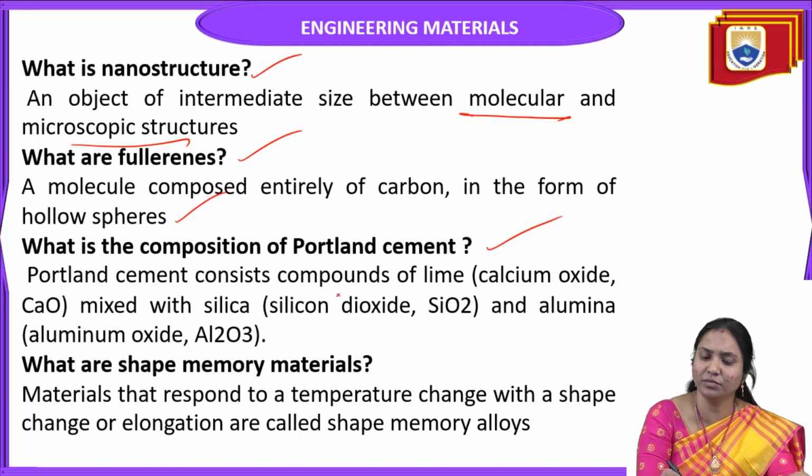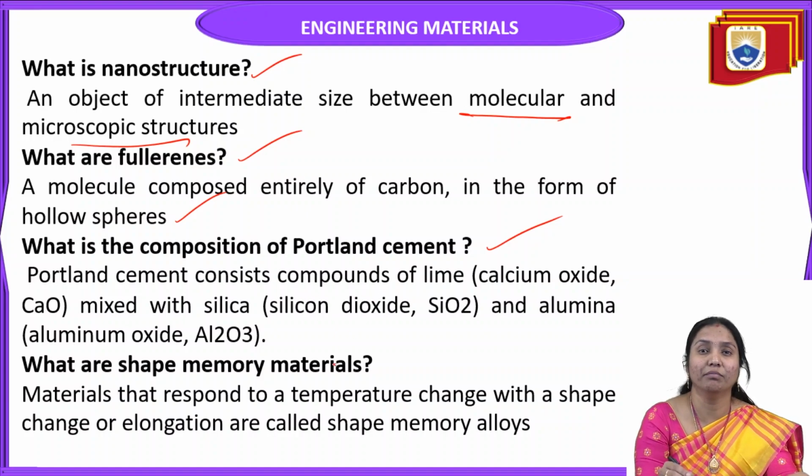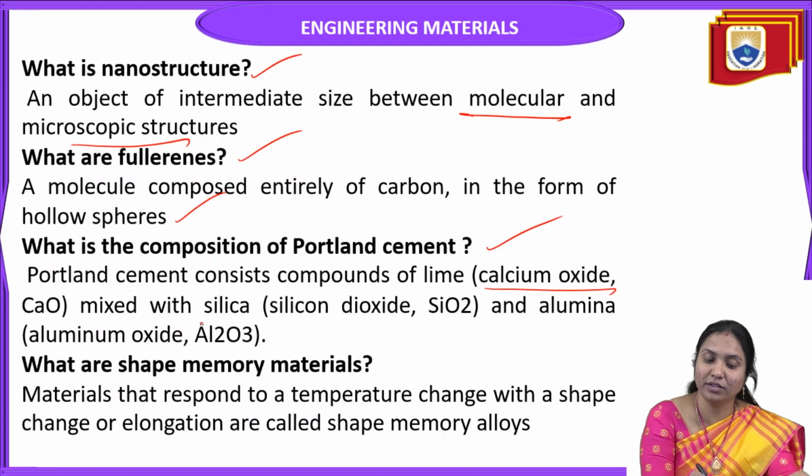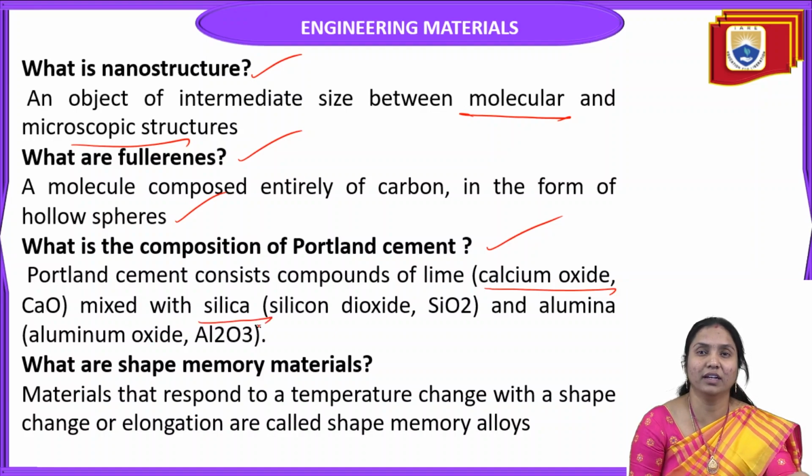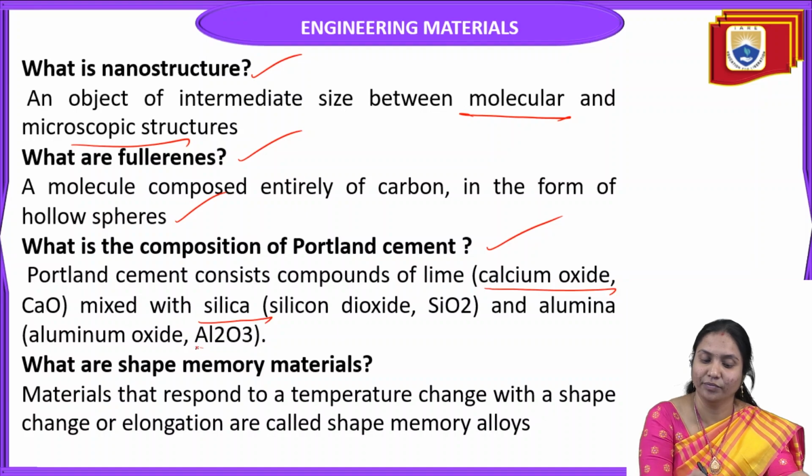So here, Portland cement consists of compounds of mainly lime. Lime means calcium oxide, CaO. Portland cement consists of compounds of lime, that is calcium oxide, mixed with silica. Here silica means silicon dioxide, SiO2, and alumina.